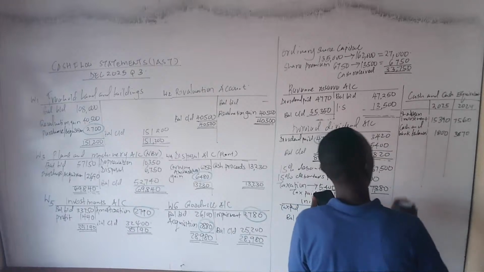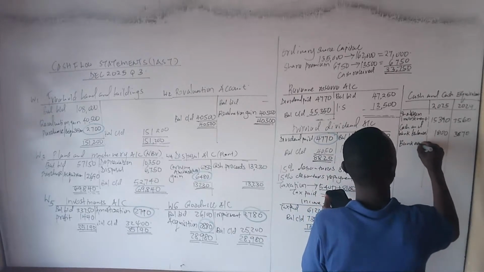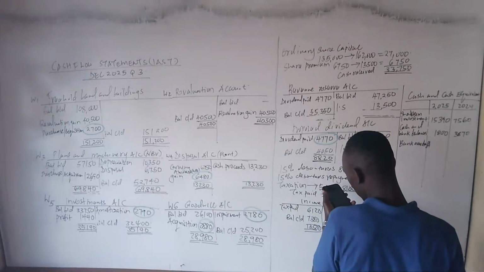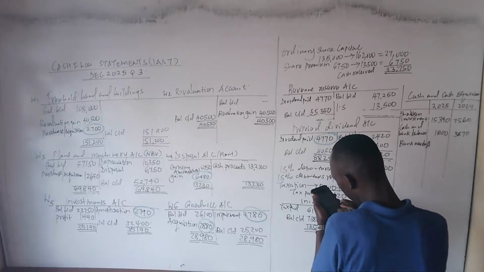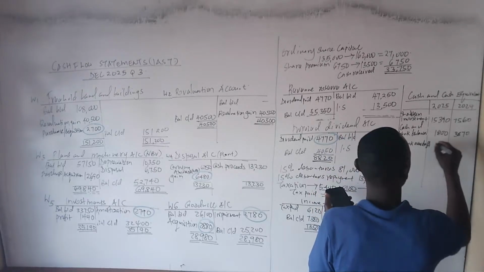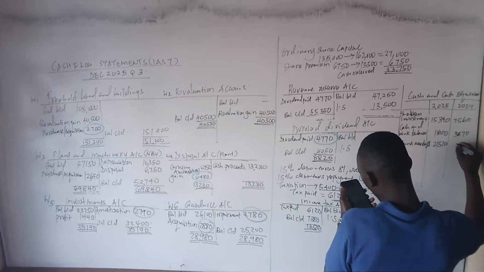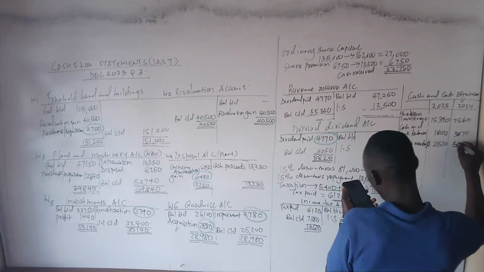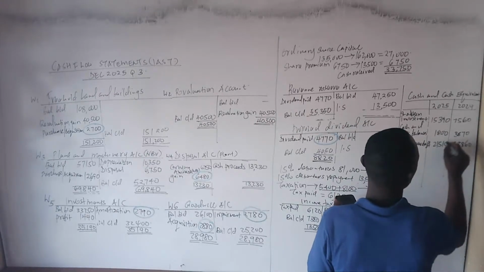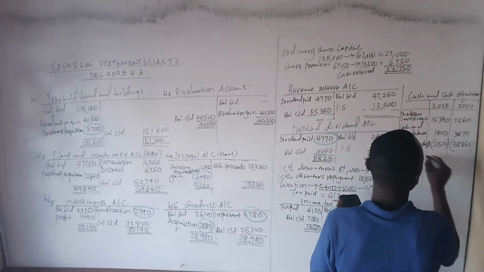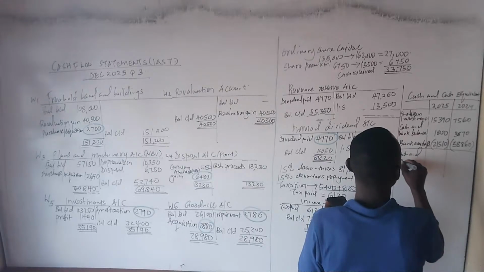Then from there, we have the bank overdraft. Bank overdraft, we are given the first amount of 21,510. And this one we have 58,860. Then this is a liability.